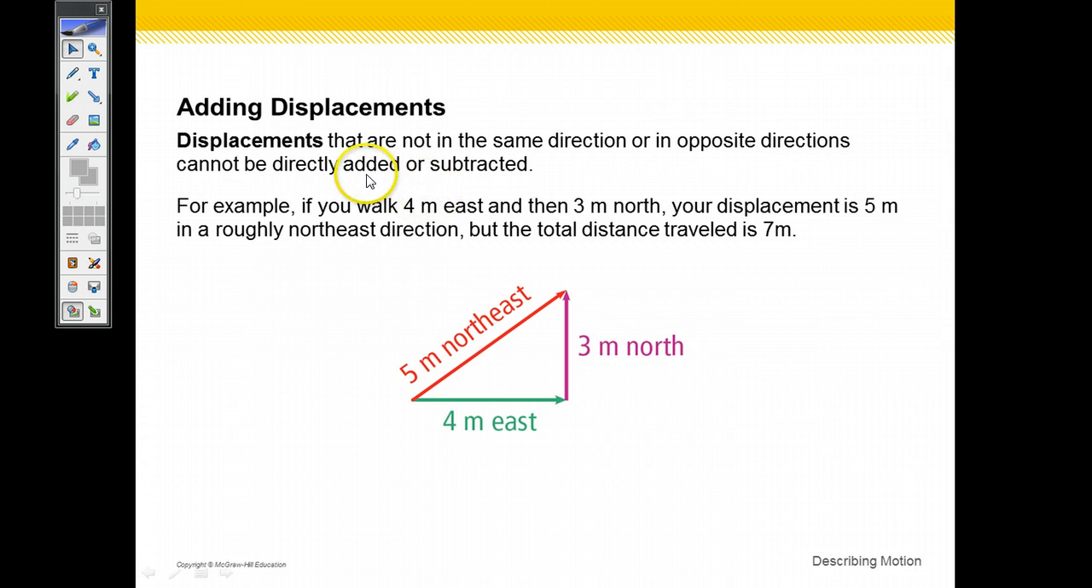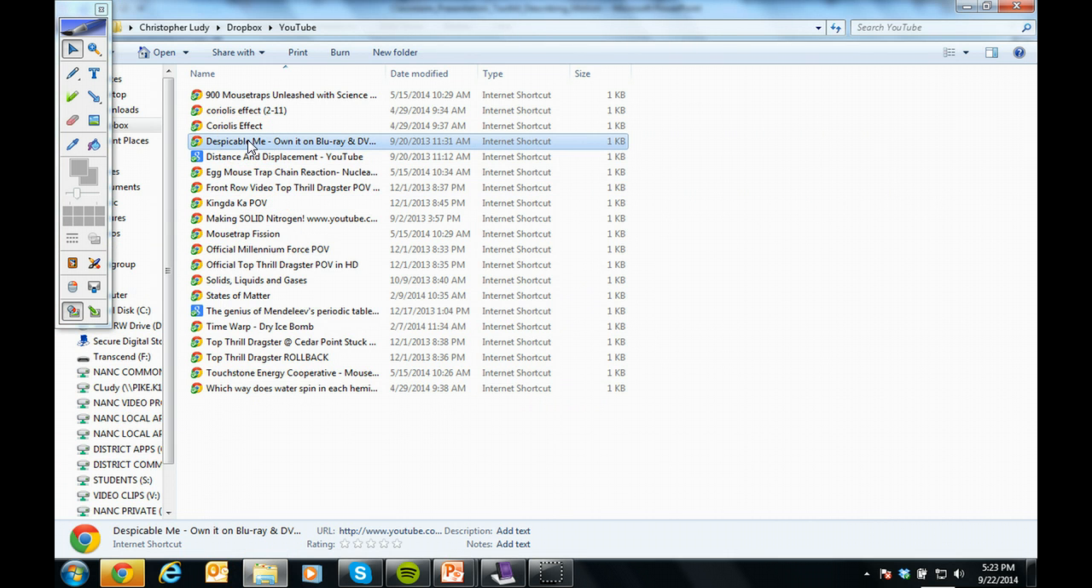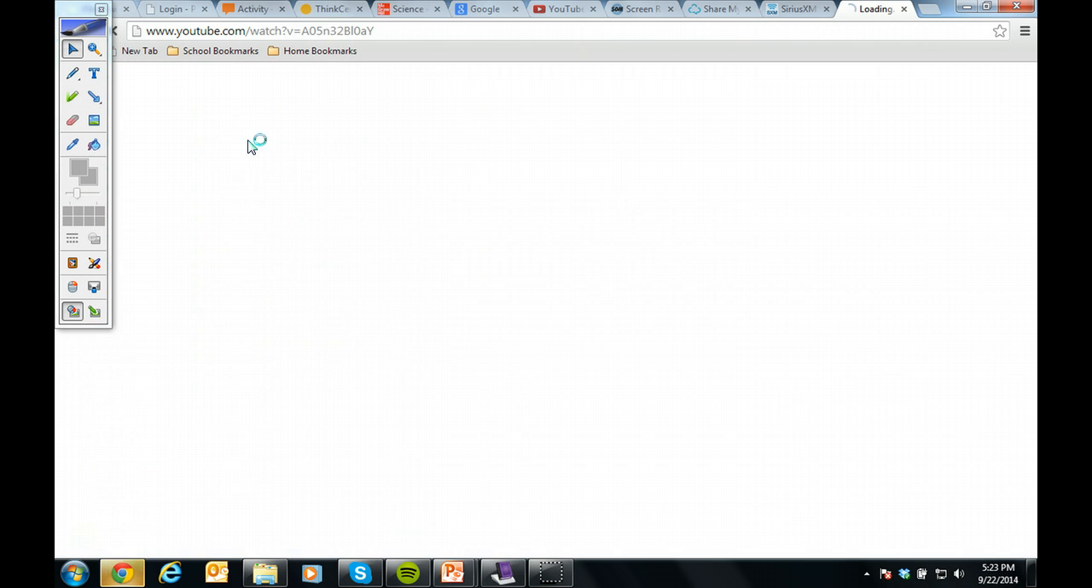And displacements that are not in the same direction or in opposite directions cannot be directly added or subtracted. So here we have to use the Pythagorean theorem, because if we go 4 meters east and 3 meters north, our displacement is 5 meters north. Two things I want to show you in relation to this. First is a movie clip that kind of pulls this together.